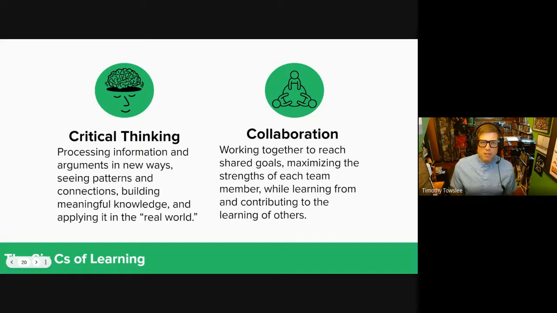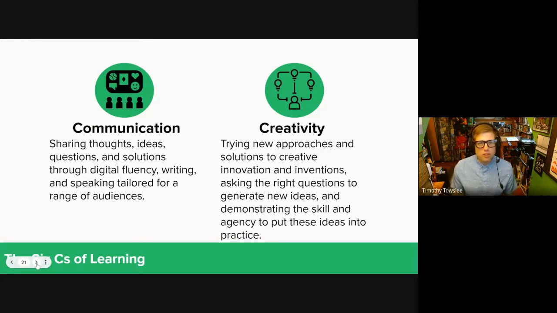With collaboration, obviously, we're working together to reach shared goals. So that includes setting those goals so that we can share them, and then maximizing the strengths of each of the team members while learning from and contributing to the conversation itself. Which leads us to communication. We're sharing thoughts, ideas, and solutions through digital fluency, writing, and speaking tailored for a range of audiences.